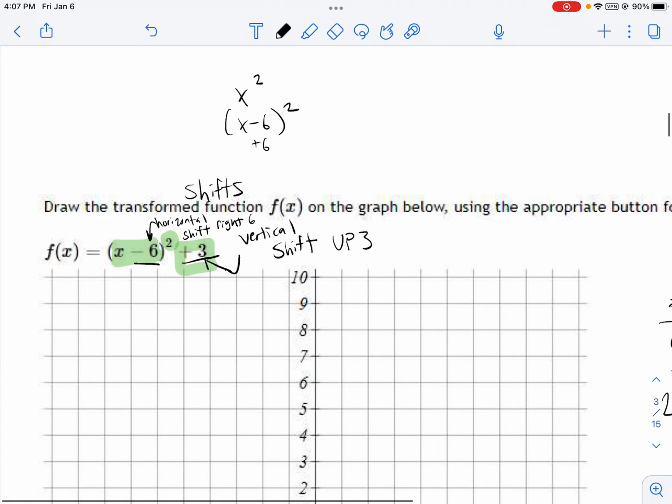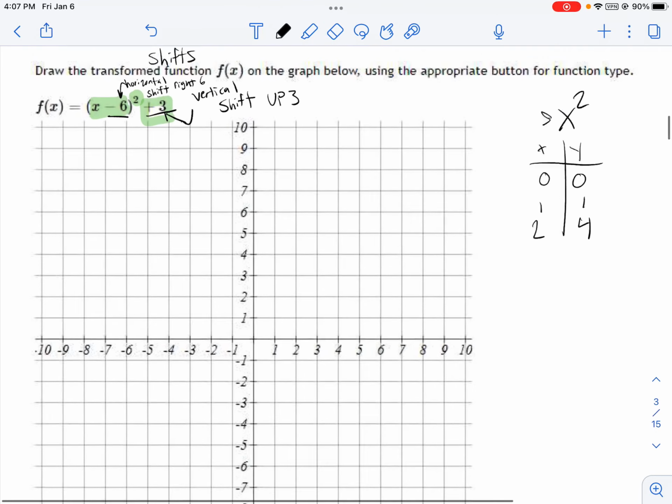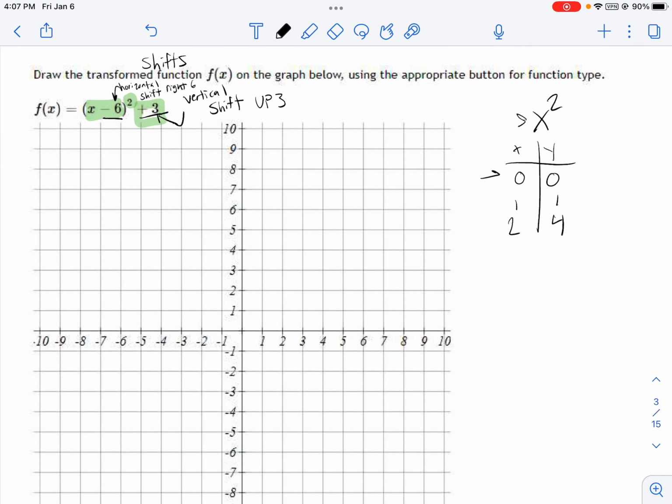Alrighty. So your original point, 0, 0, is here. And then all you do to graph the transformation is say we're going right 6 and up 3. This is your new 0, 0 point that used to be there. From there, it's only a shift, so the pattern remains. This next one would have gone over 1, up 1, still remains. The other one is over 2, up 4, still remains.